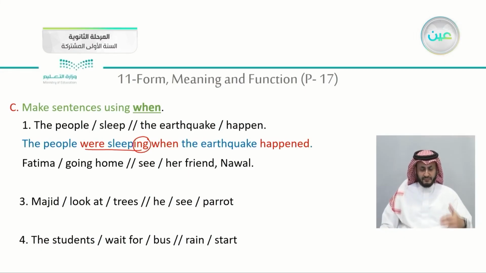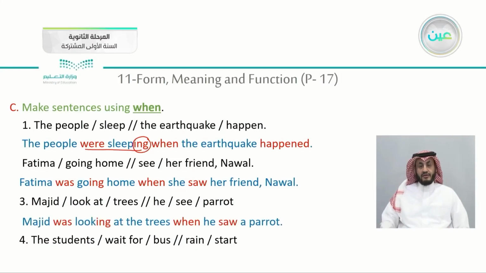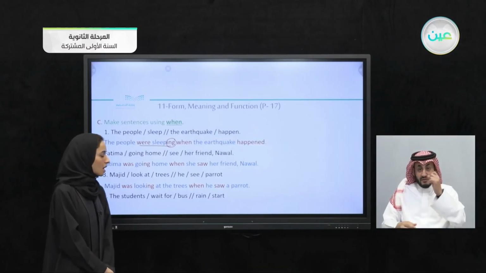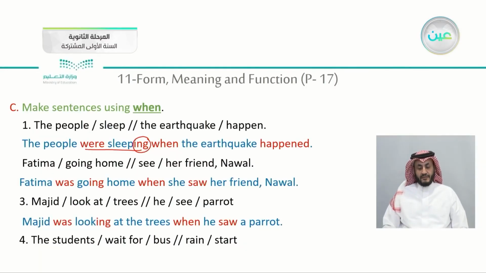Fatima going home, see her friend Nawal. What do we use in here? Fatima was going home, she was in the process, when she saw her friend Nawal. She saw her only once, one time. One more. Majid look at trees, he see a parrot. Majid was looking at the trees, maybe for a minute. Then when he saw a parrot, for a glance, just once, he saw a parrot.